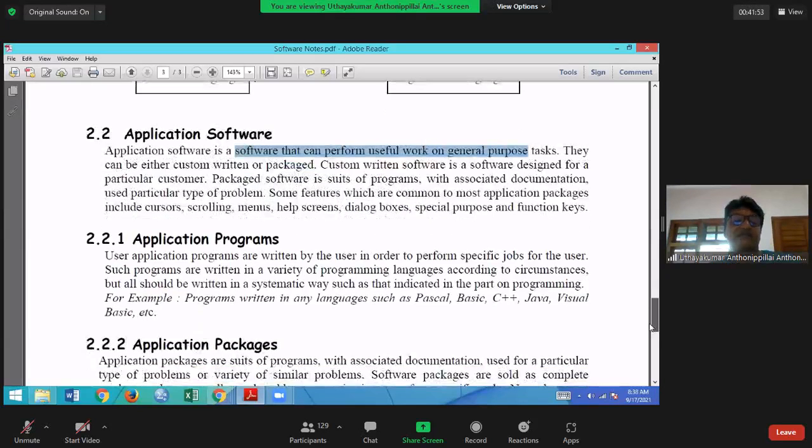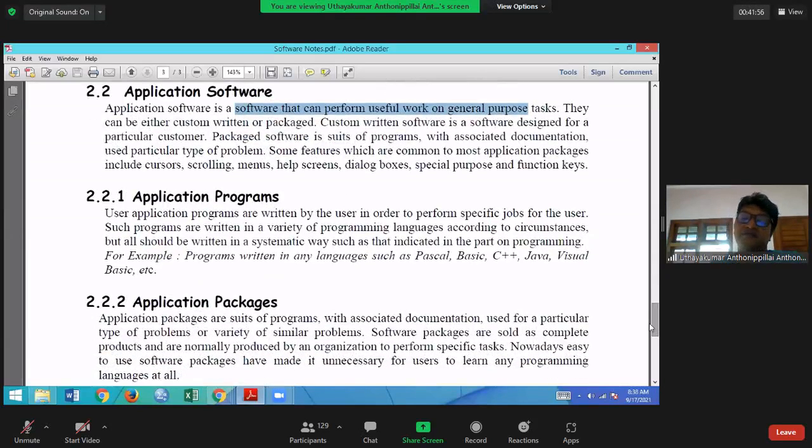Application programs means user application programs are written by the user in order to perform a specific job for the user. Such programs are written in a variety of programming languages according to circumstances, but all should be written in a systematic way. For example, programs written in any language such as Pascal, Basic, C++, Java, Visual Basic, everything goes to application languages.